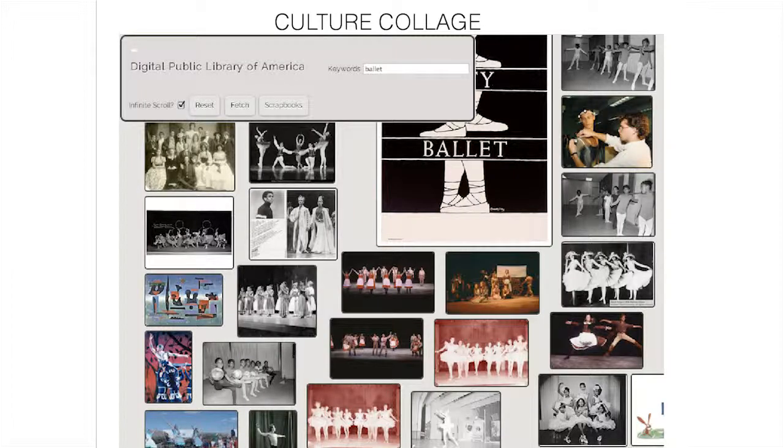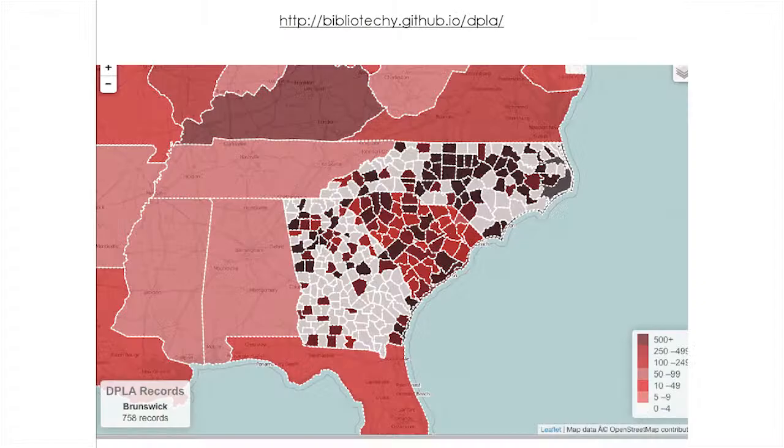Another cool app built is called Culture Collage. It's also an iOS app. This is just a simple search for the word ballet, and it creates a collage of ballet imagery in the DPLA. This is another app that was built.